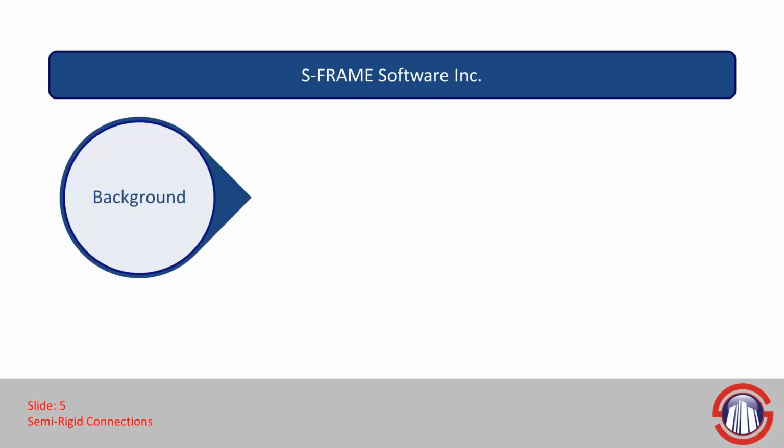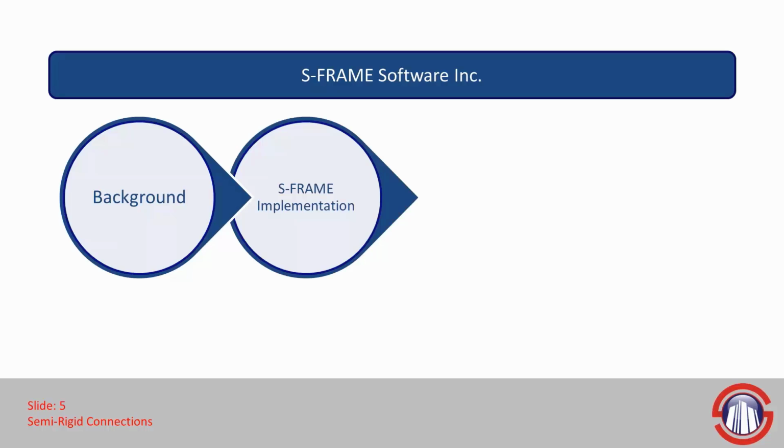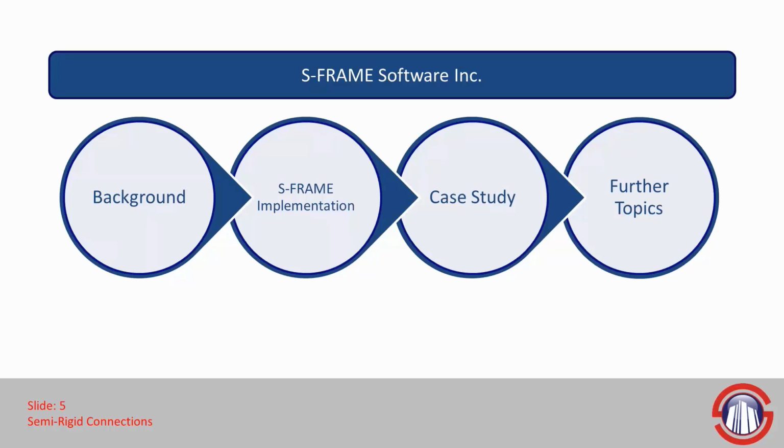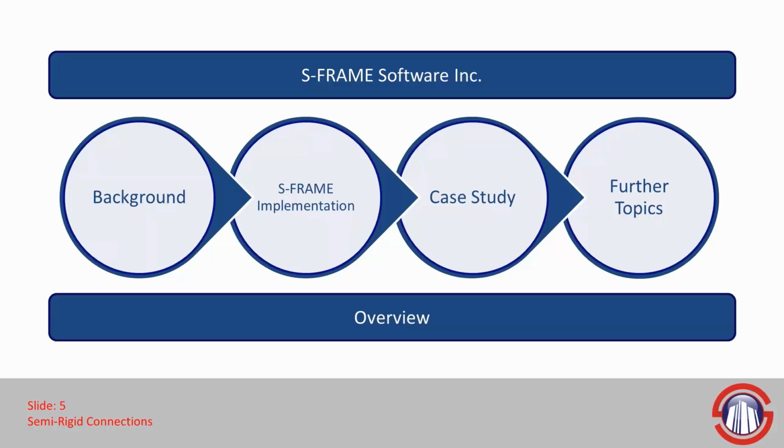In this presentation, we're going to look at a bit of background to semi-rigid connections first. Then we'll look at how it's implemented within SRAM. We have a case study to go through just to help you understand the topic a little bit more. And we have a few other additional resources that might be of interest to you. Once we're done with all that, we'll wrap things up with a summary. We'll also open the floor for questions, and we'll have a few more announcements at the end of the presentation as well.